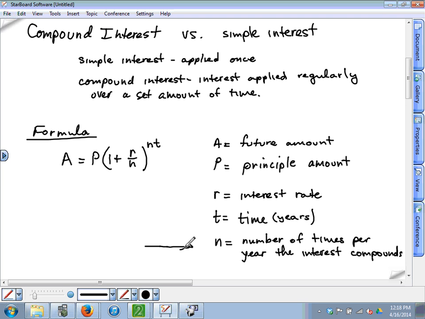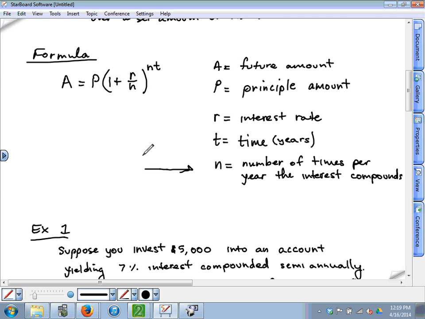So you guys, all you're going to have to do on these problems, I'm going to give you the time in years, the interest rate, the principal amount, and the number of times it compounds. All you got to do is plug everything into the formula to figure out the future amount. It's pretty easy. Just be careful how you plug this in and make sure things are in the right order of operations. So here's an example.